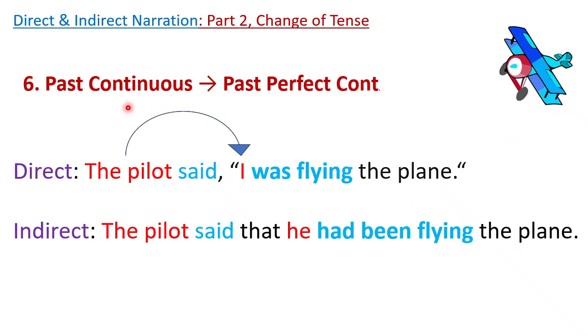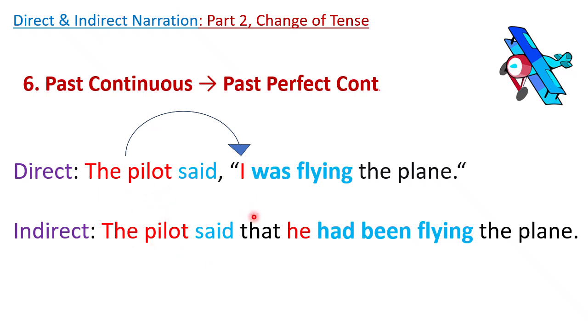Rule number 6: past continuous changes into past perfect continuous tense. For example, the pilot said, "I was flying the plane." So, I was flying the plane. This is the past continuous tense. Let's see the changes into indirect narration. The pilot said the same words from above.